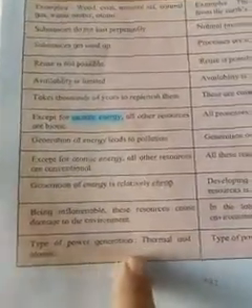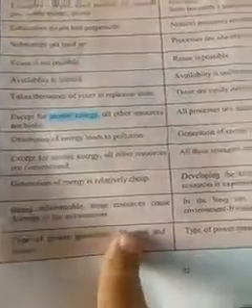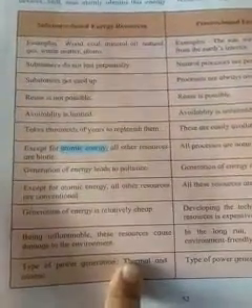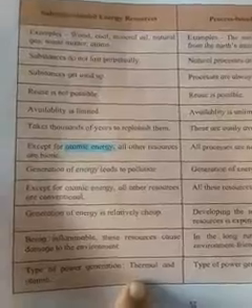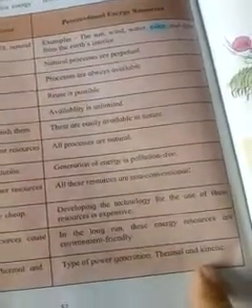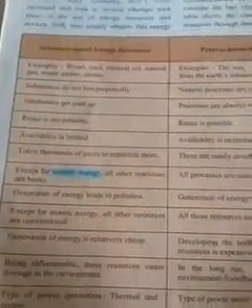Type of power generation: thermal and atomic. Here the type of power generation is thermal and kinetic. Also here, these energies used are thermal and kinetic.